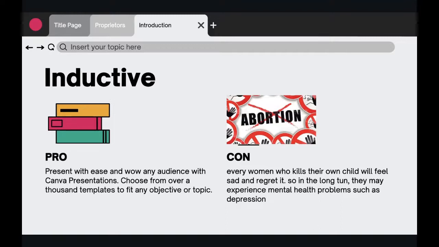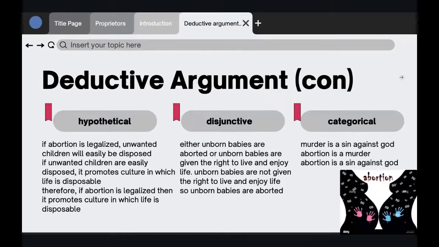In inductive argument, if the premises are true, the conclusions are probably true. So in this argument, if every woman who kills their own child will feel sad and regret it, they may probably experience mental health problems such as depression. That is why it is an inductive argument. As for deductive argument, if premises are true, then the conclusion must be true. There are three deductive arguments from the Kant party, which is hypothetical, disjunctive, and categorical.